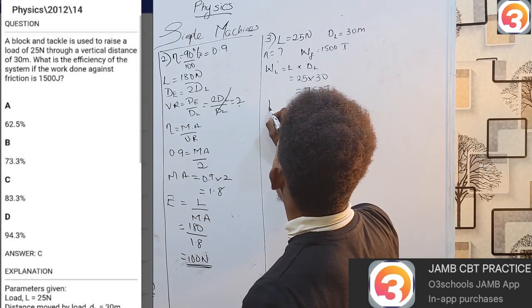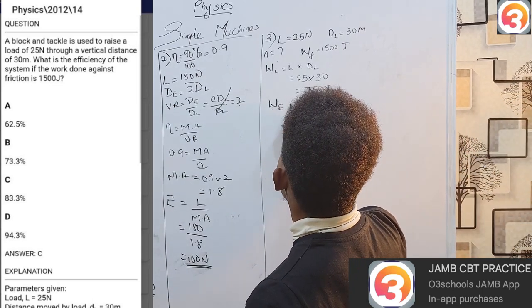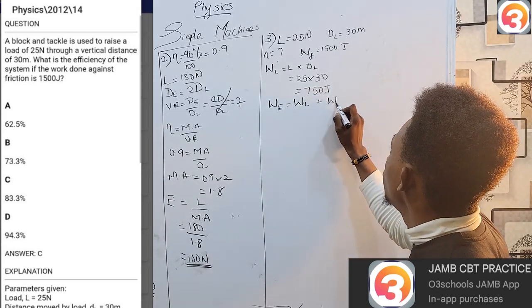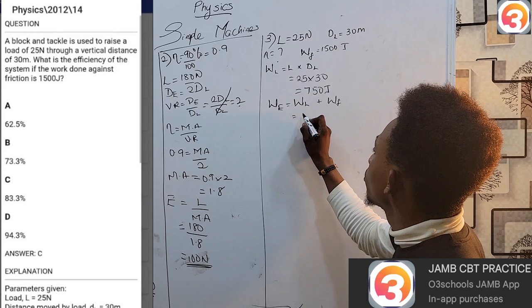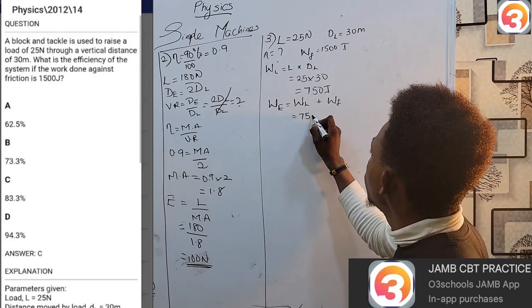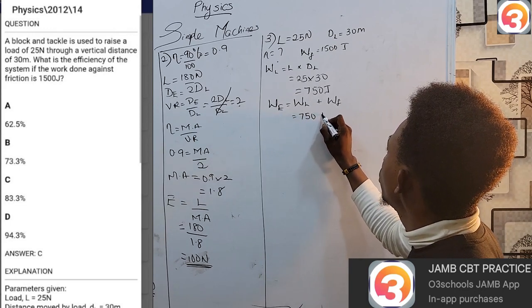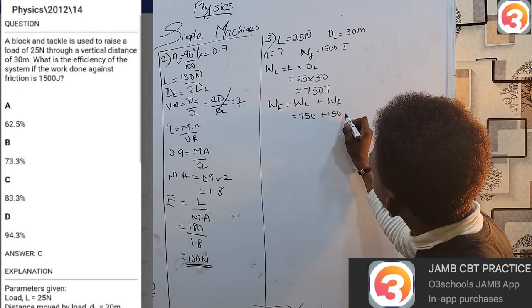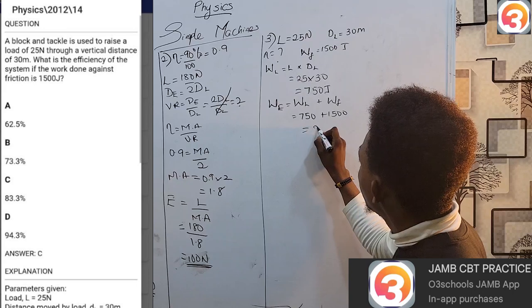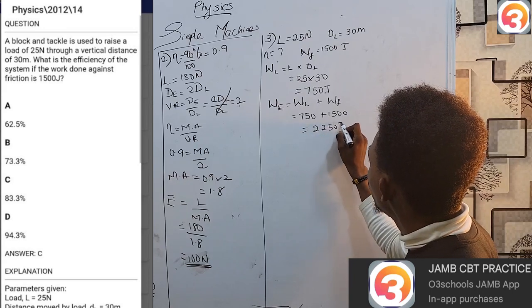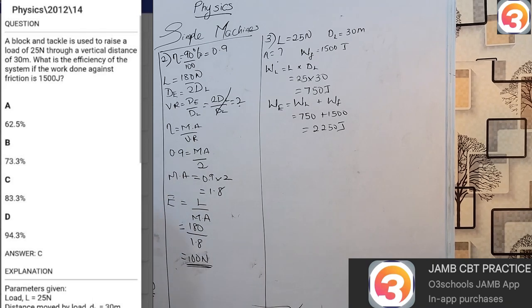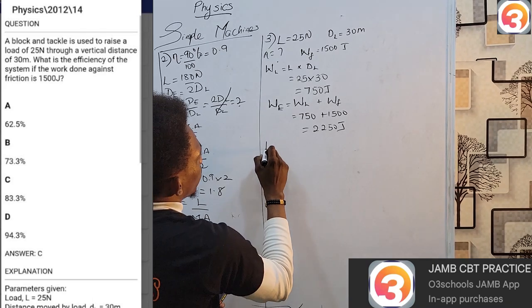How do I get work done by effort? Again, recalling, work done by effort is work done by load plus the work being done against friction. That'll be 750 plus 1,500. Yeah, so that will give me 2,250 joules. So now I know work done by effort.